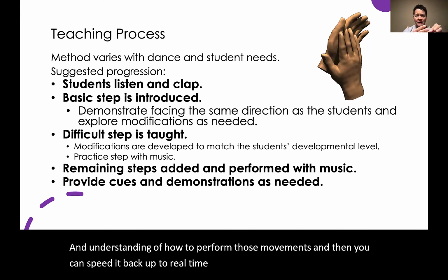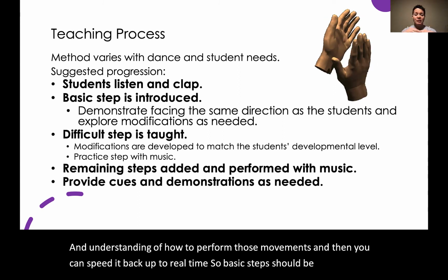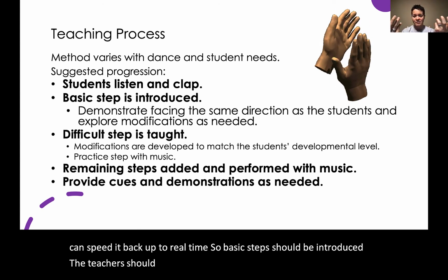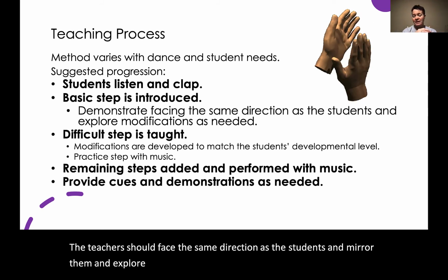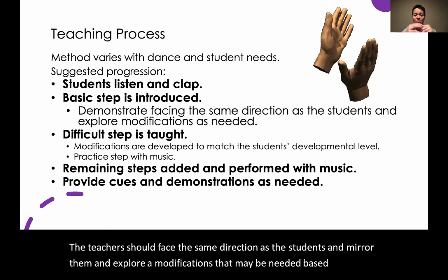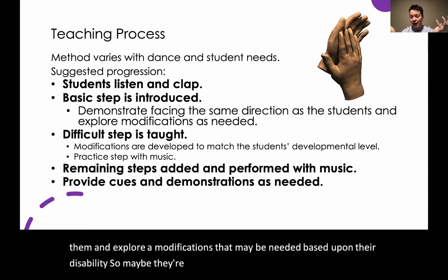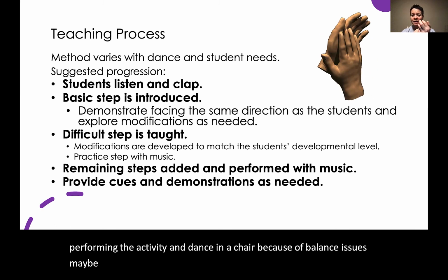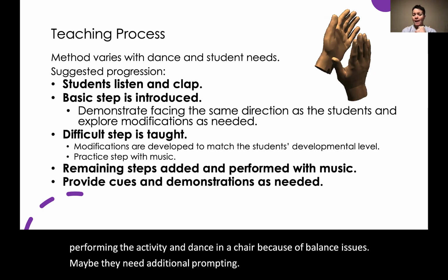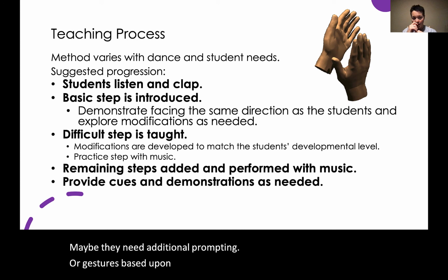So basic steps should be introduced. The teacher should face the same direction as the students and mirror them, and explore modifications that may be needed based upon their disability. So maybe they're only performing upper body. Maybe they're performing the activity and dance in a chair because of balance issues. Maybe they need additional prompting or gestures based upon vision or hearing loss.